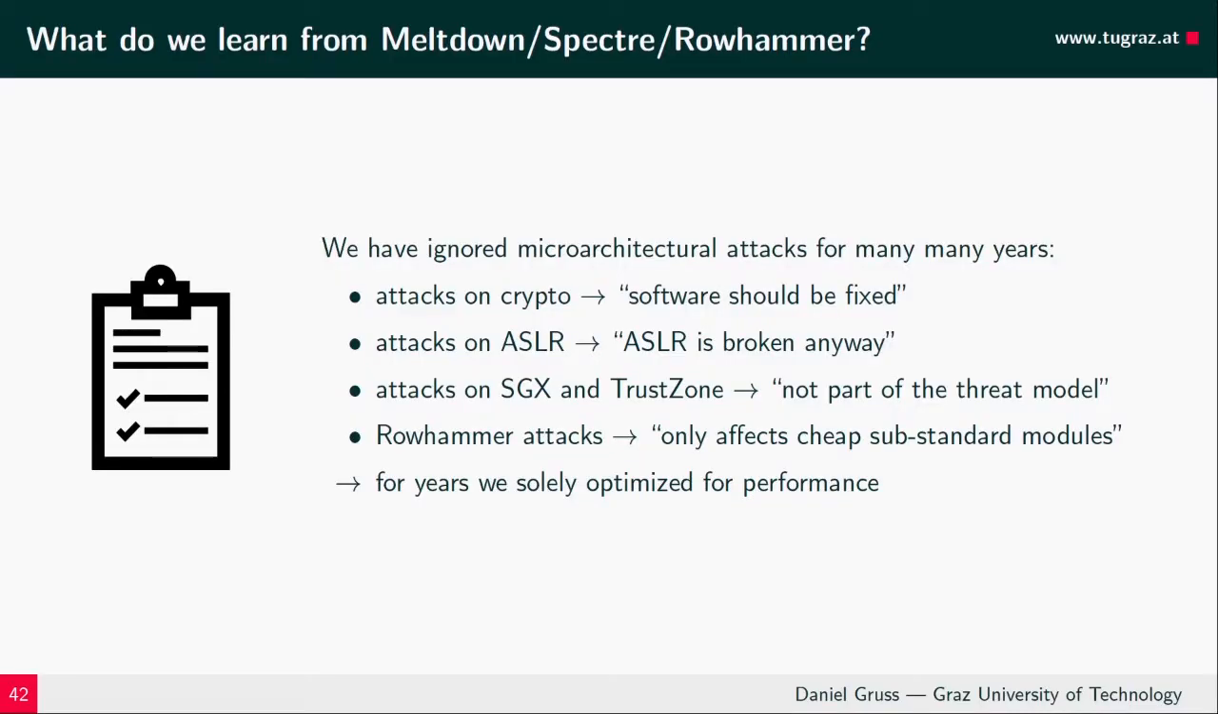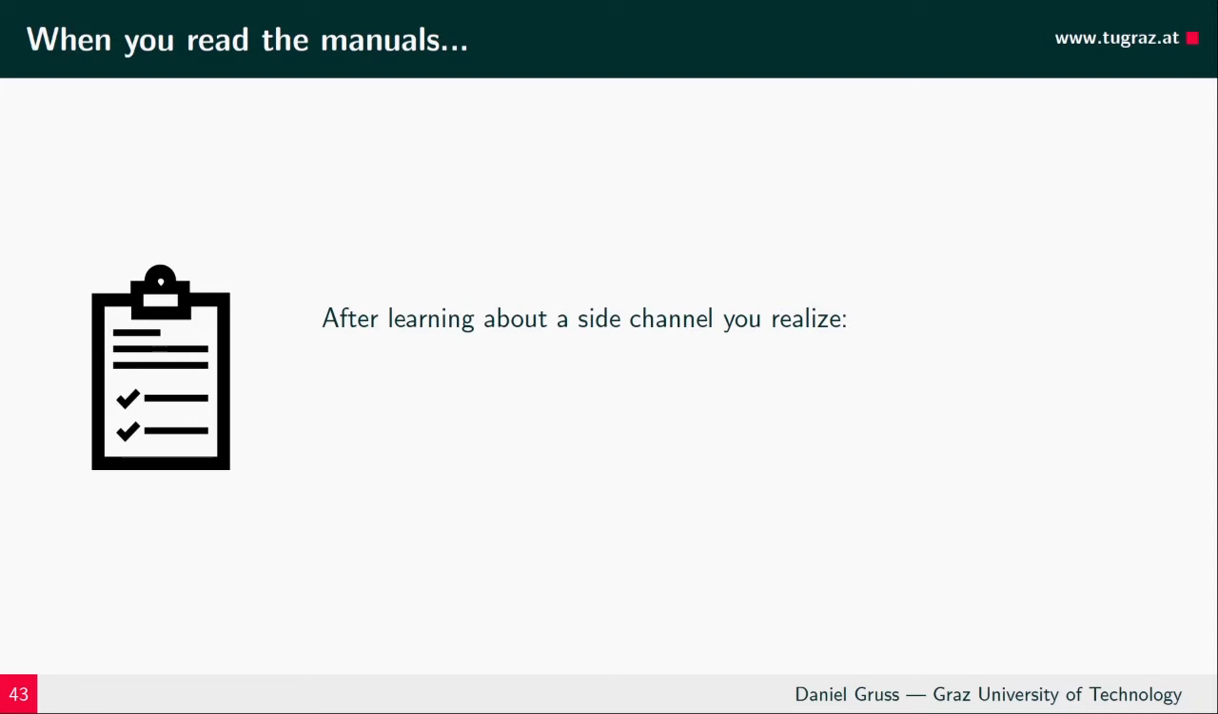Okay, so what we learn is for years we solely optimized for performance. And that was a reasonable choice probably because we needed the performance in computing. But at some point you also might want to have security. Also, when you read the manuals, after you found a side channel, you realize that everything was documented. For instance, in case of the prefetch side channel attack, it says prefetching inaccessible addresses may have non-deterministic latencies. I would really be surprised if Intel has something truly non-deterministic in their processors, because that's really difficult to build. So probably it's just non-deterministic as a word for we don't want to explain how it comes to these timings.